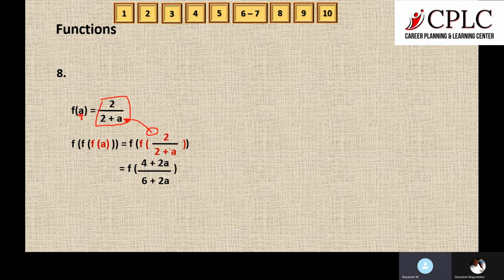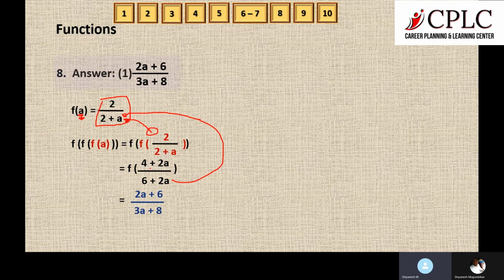And the last time, f of 4 plus 2a upon 6 plus 2a will be, substitute this entire thing one more time in the place of a, because now again a is not the input anymore, but it is 4 plus 2a upon 6 plus 2a. And after doing that calculation, this is what you will get as the final answer, which is 2a plus 6 upon 3a plus 8, which gives you option first. Function of function, which is also called a composite function, if you remember.